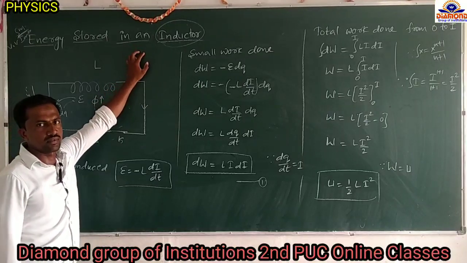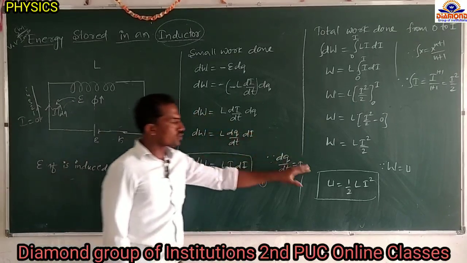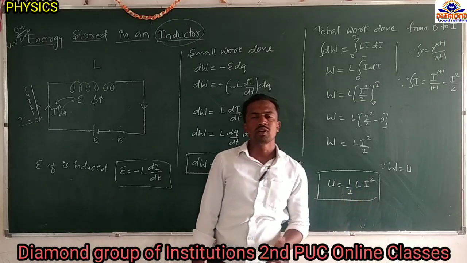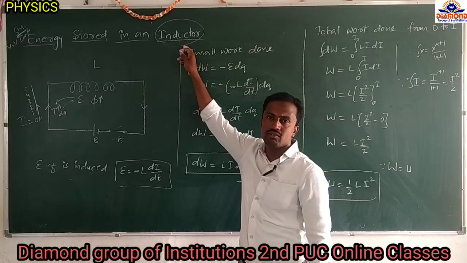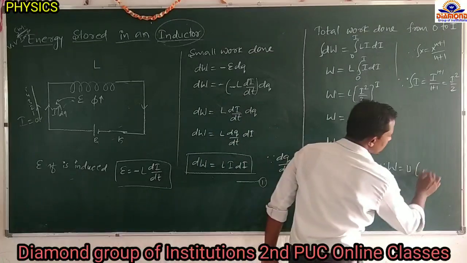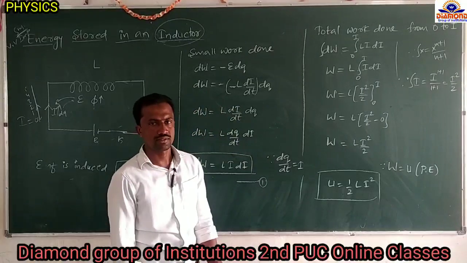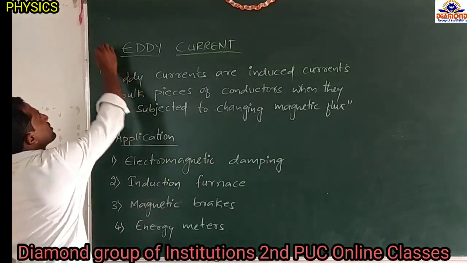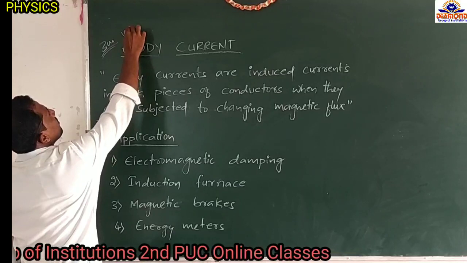This is the most important topic for a 5-mark question. Energy stored in an inductor: the equation is half L I square. And a 1-mark question comes: which type of energy is stored in an inductor? That energy is potential energy. The next topic is eddy current. Most important for a 3-mark question, very important.